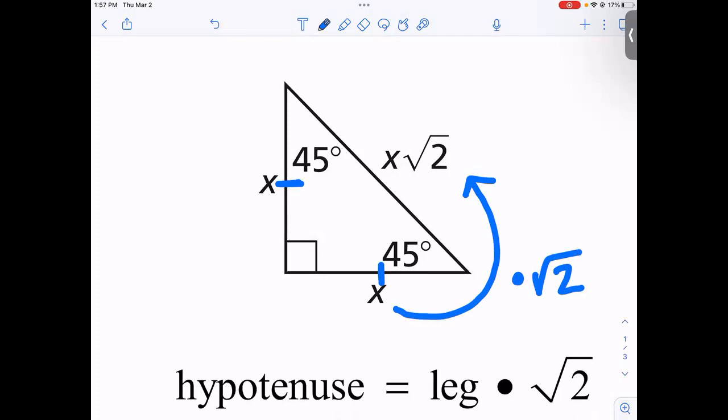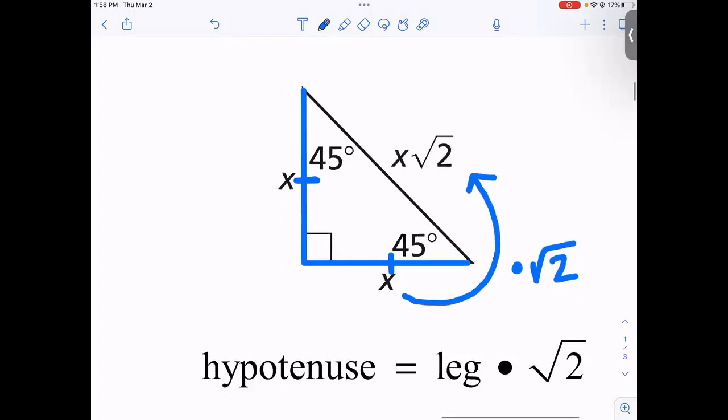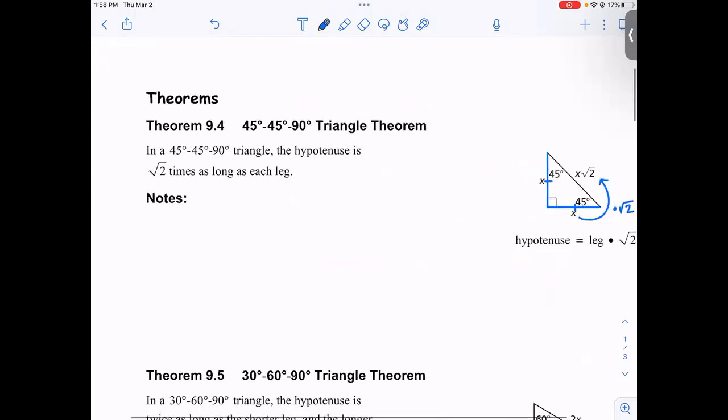I want you to go ahead and draw this arrow with the times radical 2. In every 45, 45, 90 triangle, whatever the legs are, they're going to be the same. Notice how they're labeled as X. And the hypotenuse is always going to be radical 2 times as much as the leg. So not times 2, times radical 2. So what does that mean? So this relationship happens every time.